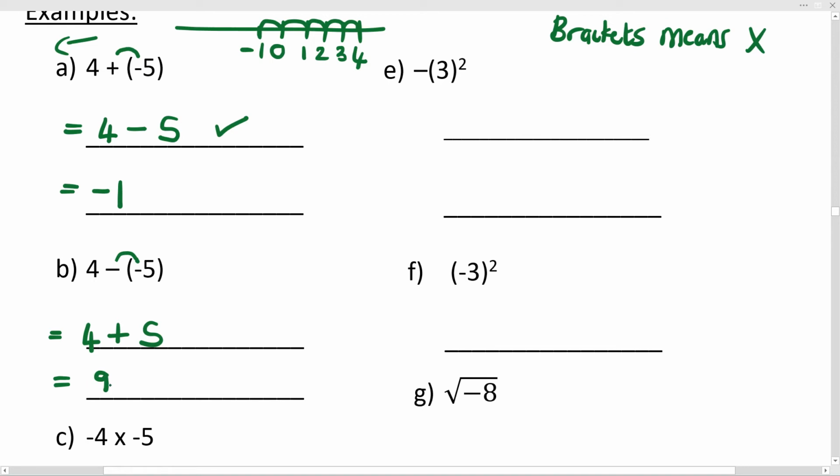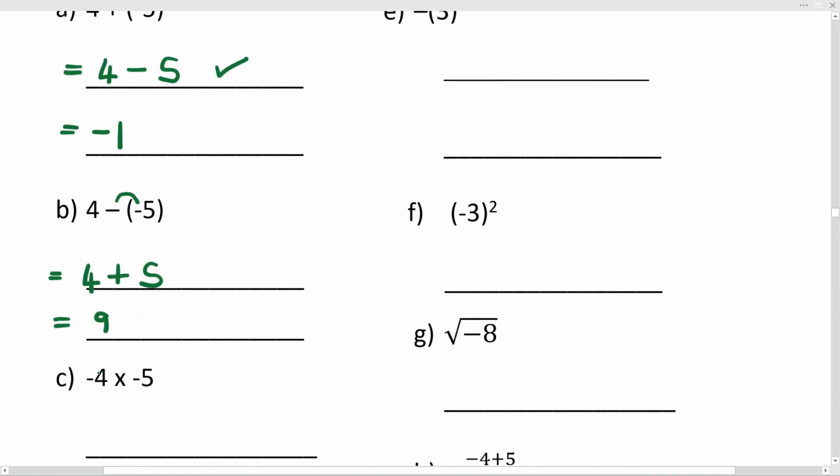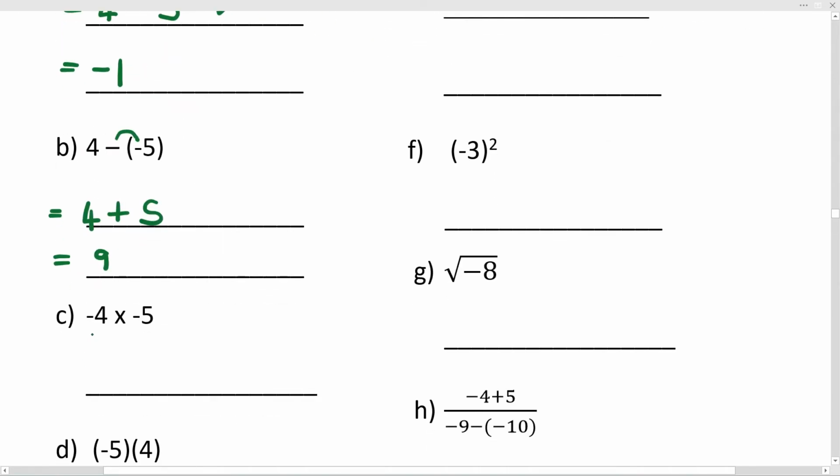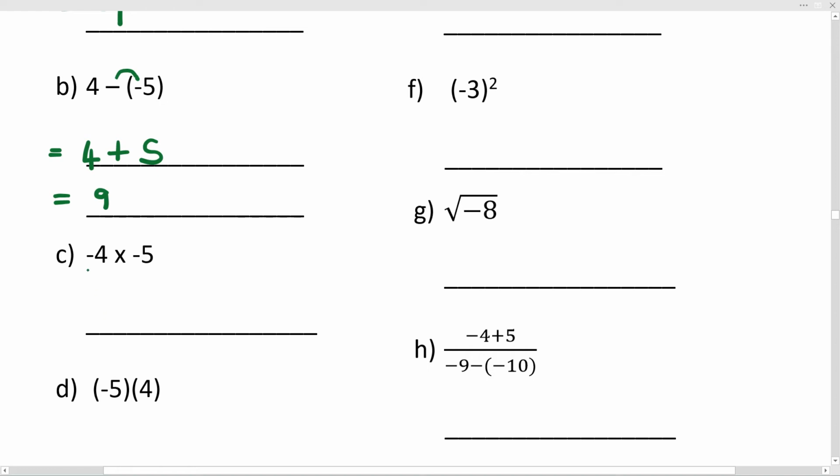Question C, I'm now going to switch it up and I'm going to say a negative times a negative. Okay, and you'll probably then know immediately what to do with that. Negative times a negative is a positive answer, and 4 times 5 is 20. Try not to get too confused between timesing and the rules for that and adding. And the way that you can avoid that confusion is just slowing it down a little bit.